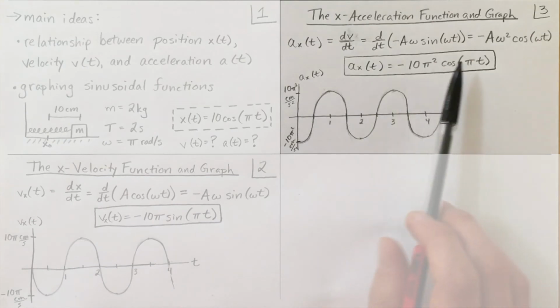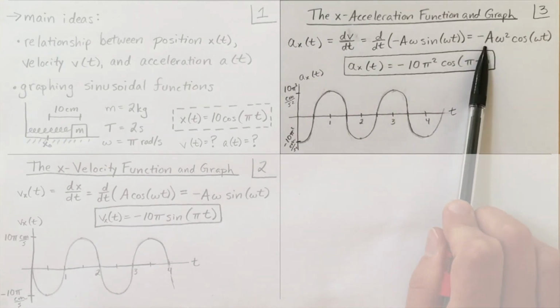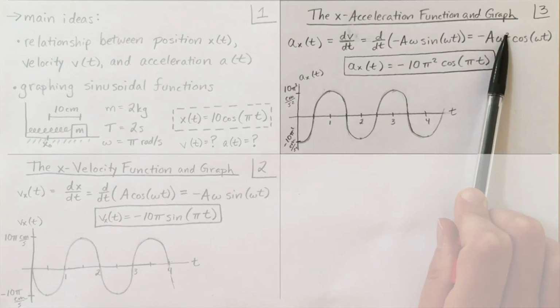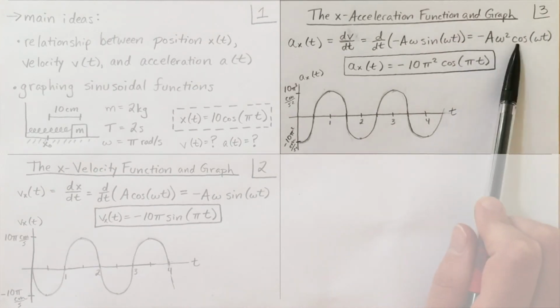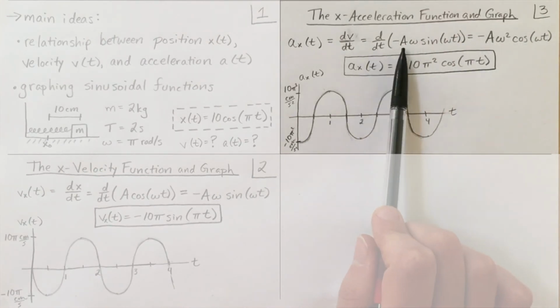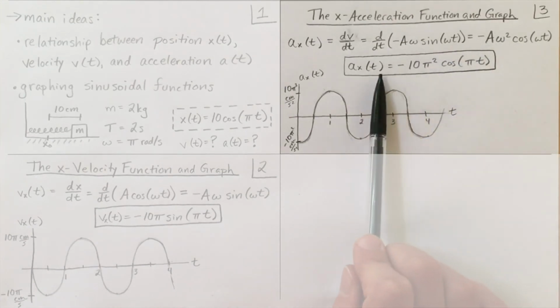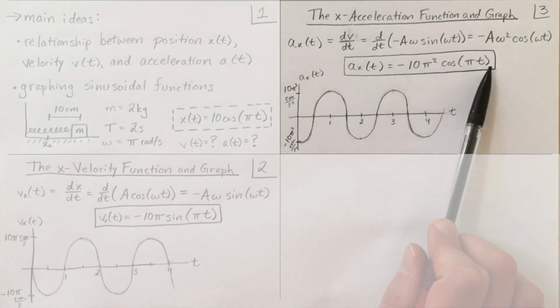The function which describes the acceleration of an oscillating object is equal to negative A, which is the amplitude, times omega squared, which is angular frequency squared, times cosine of omega t. This expression is derived by taking the derivative of our velocity function. Plugging in the numbers for our specific mass, we see that the acceleration as a function of time is equal to negative 10 pi squared times cosine of pi t.